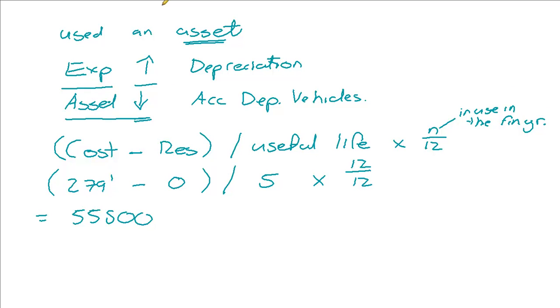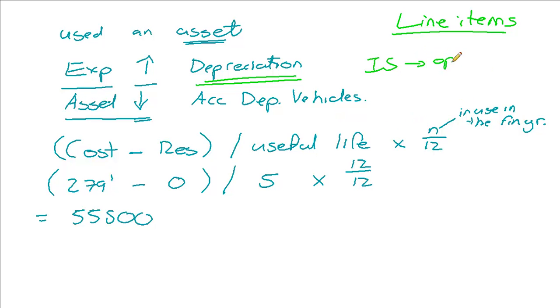Quickly, let's look at our line items affected. Remember, 2 line items need to be affected. The expense is going to go on the depreciation line, which is in the income statement under operating expenses, and that is the depreciation line. We can just put here under operating expenses, so that is the subheading that we're going to use.